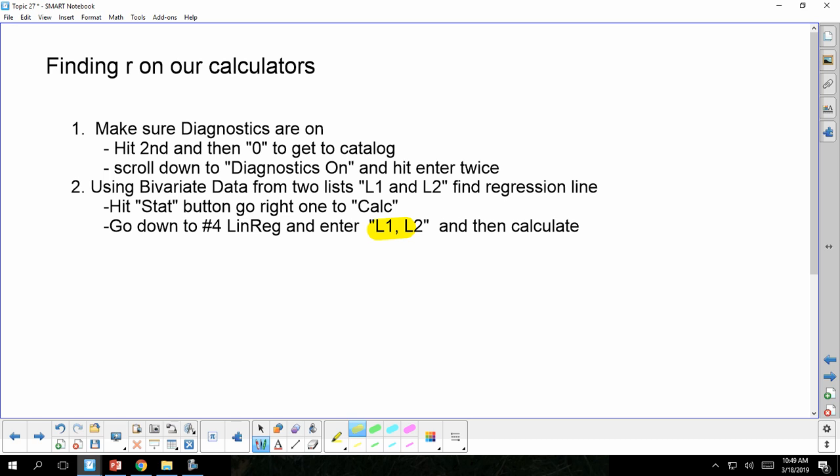This is actually the function that gives us the complete regression line, which we're going to investigate at the top of topic 28. But what we're interested in for this particular unit is just that R at the bottom. We're going to look at all the characteristics of R and how we can measure that strength of a linear relationship between 2 quantitative variables.